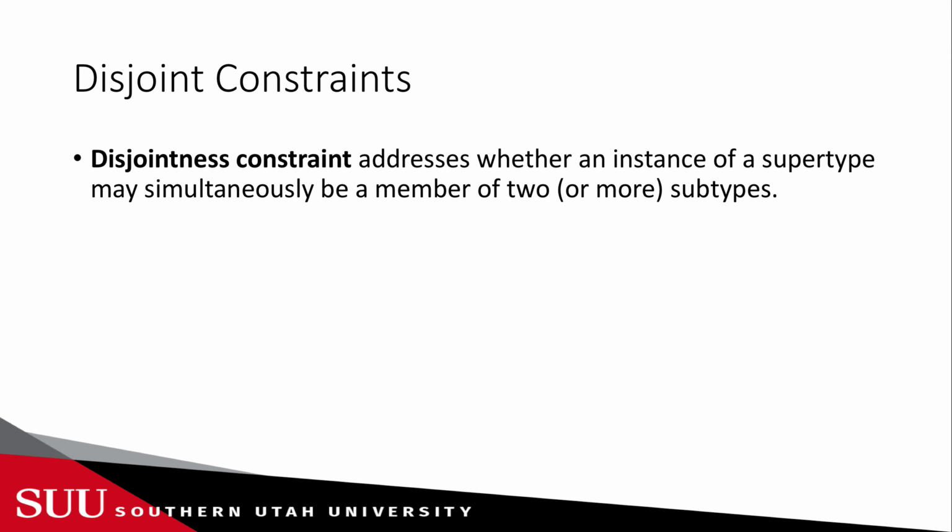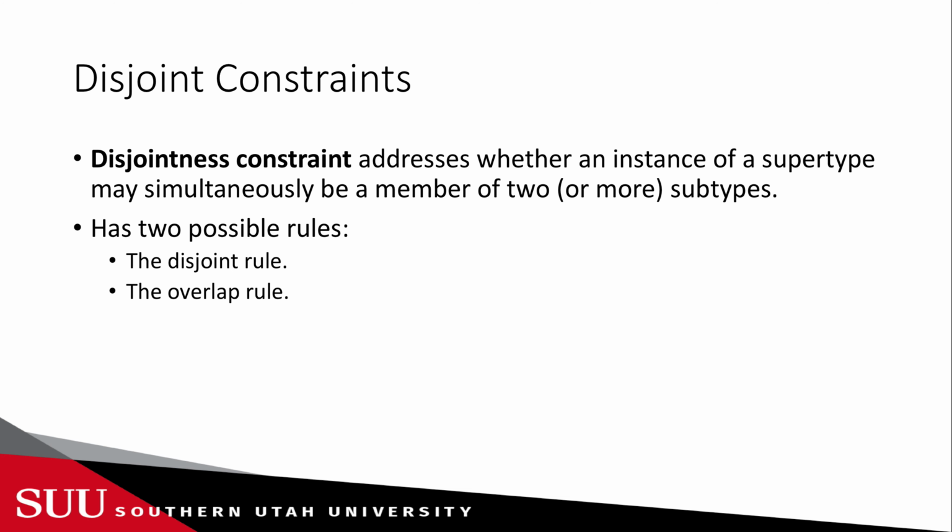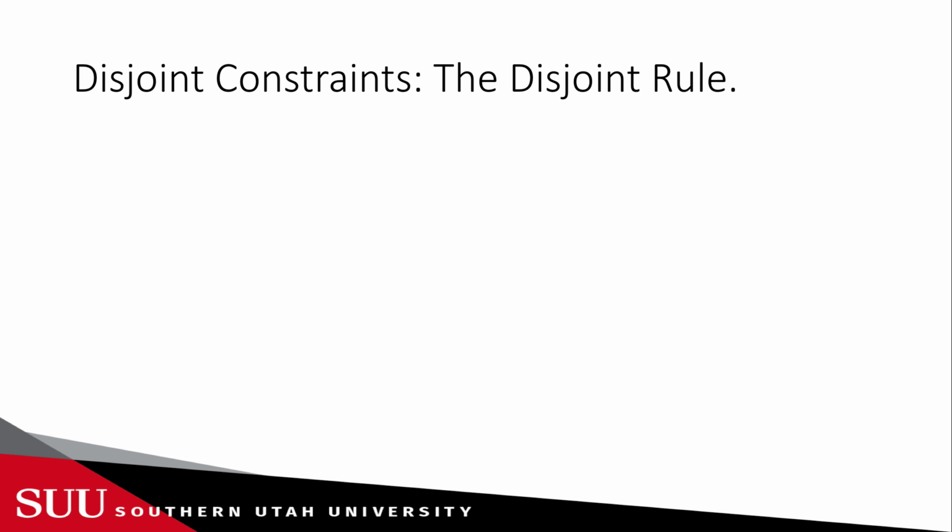So disjoint constraints will tell me whether an instance of a supertype may simultaneously be a member of two or more subtypes. So can I have an instance that is going to belong to more than one subtype? This is what can be told by disjoint constraints. We have again two possible rules for this: the disjoint rule and the overlap rule. So let's talk about each one of those in more details.